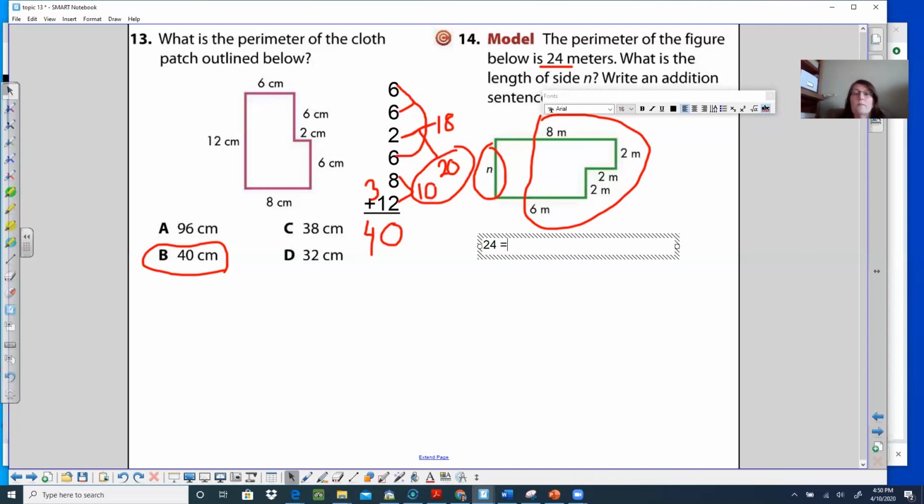Equals 8 plus 6 plus, oh, I shouldn't have done that. Let me move that guy. I'll have 6 be last. 2 plus 2 plus, I think there's 3 of them.